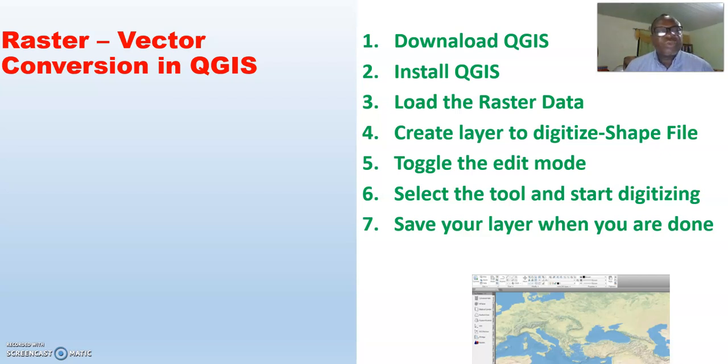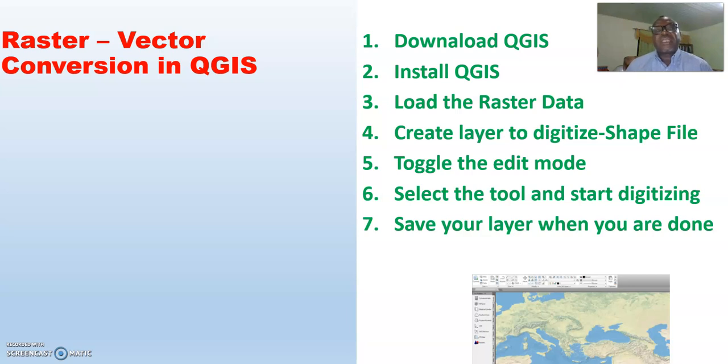I'm taking you through the process of raster to vector conversion in quantum GIS or QGIS. The process is basically because quantum GIS is an open source GIS software you can download and you install, and it's free. The license is free.